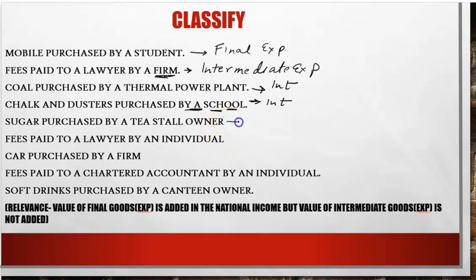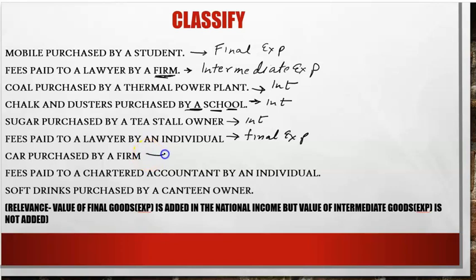Sugar purchased by a tea stall owner, ये हम पहले भी बात कर चुके हैं. He makes tea and sells it to the final consumer. Therefore it is also intermediate expenditure. Fees paid to a lawyer, again by an individual now. So if I have a family dispute and I pay a lawyer, I am the final consumer. So that fees comes under final expenditure.